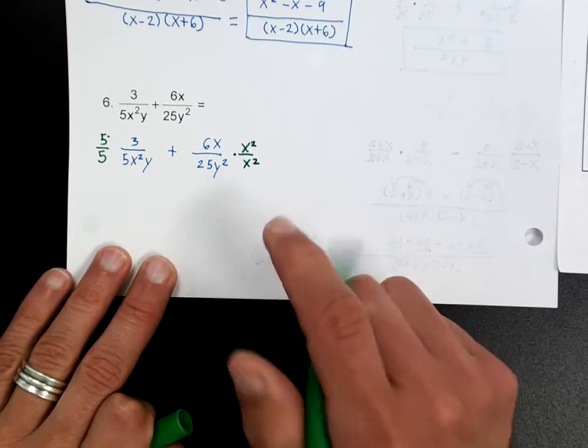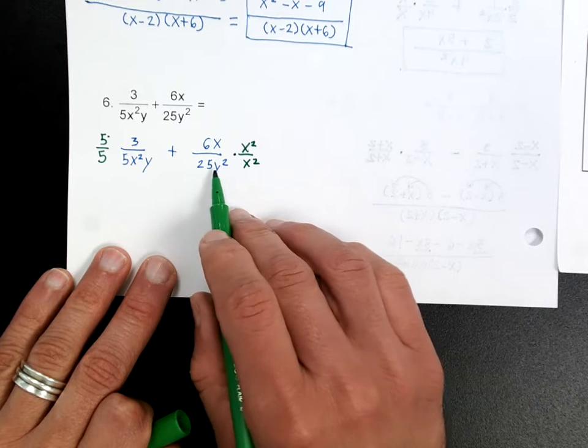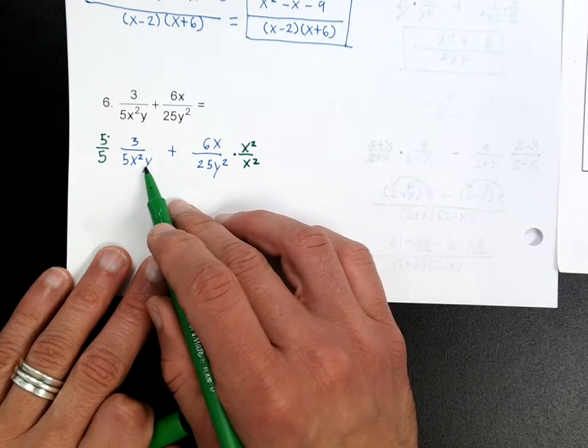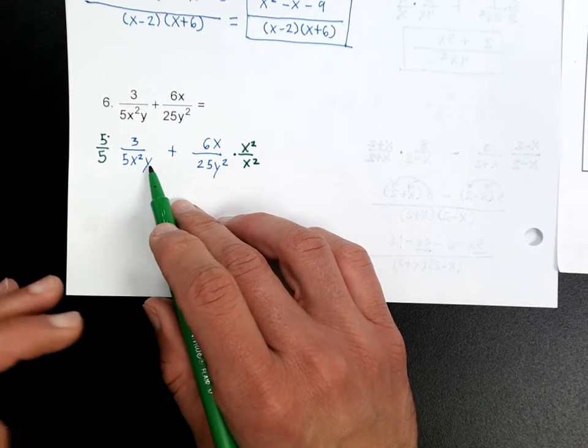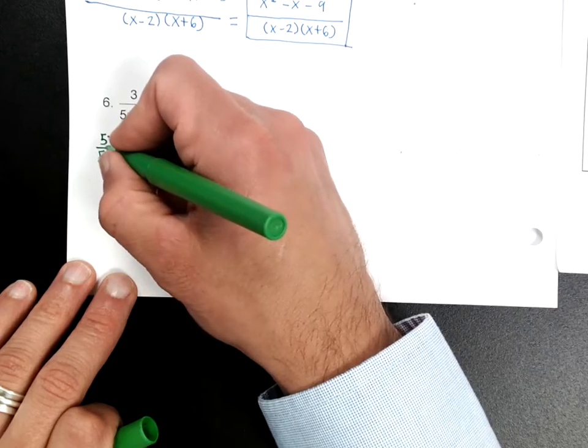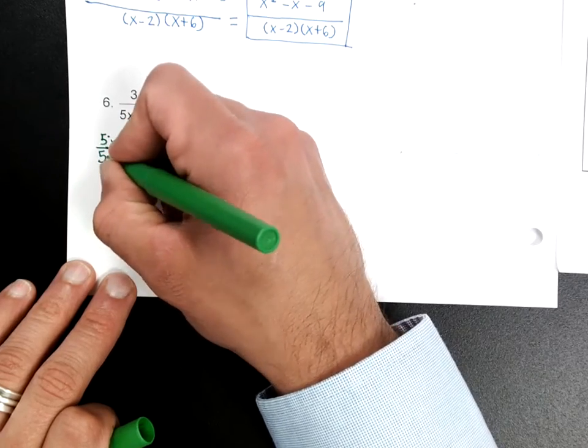Okay? So I have an x squared. And then finally on this one, notice that I have a y squared here, but I only have a y here. So how can I make this y into a y squared if I can only multiply? What do I need to multiply that times? Yeah, multiply by y top and bottom.